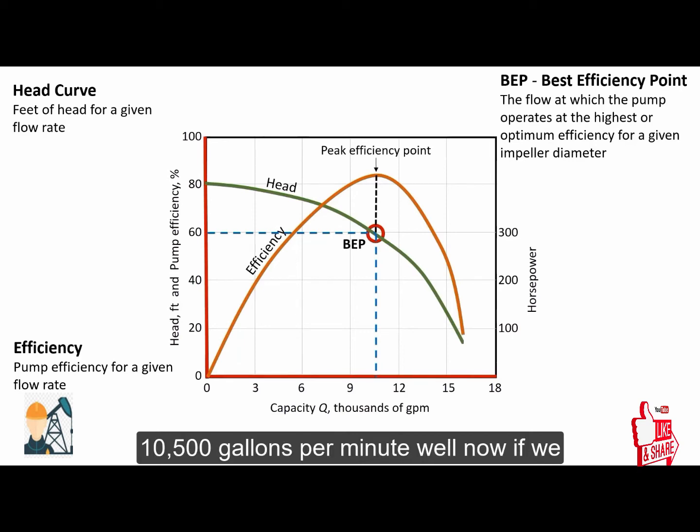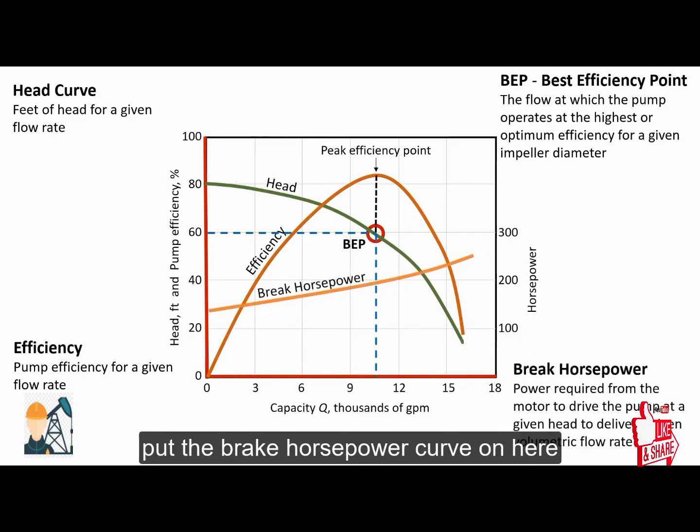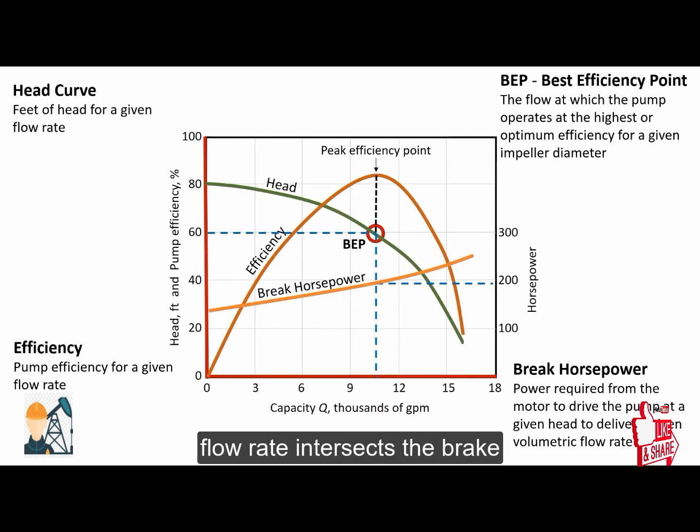Well, now if we put the brake horsepower curve on here, we can see the power requirements. Brake horsepower is the power required from the motor to drive the pump at a given head to deliver a given volumetric flow rate. If we draw a line over from where the flow rate intersects the brake horsepower curve, we see that this requires about 200 horsepower.